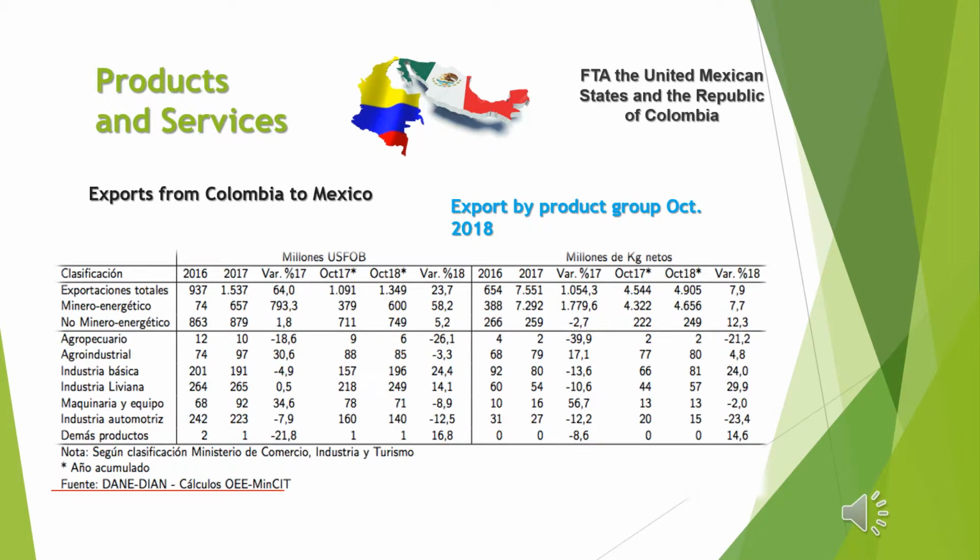We have here the exportation from Colombia to Mexico. This is the product groups in different sectors of the exportation from Colombia to Mexico. The years are 2016, 2017, and 2018, up to October of 2018. This is the millions of dollars, because it's the money for the business, and here are the millions of net kilograms on the export from Colombia to Mexico in one of those years.